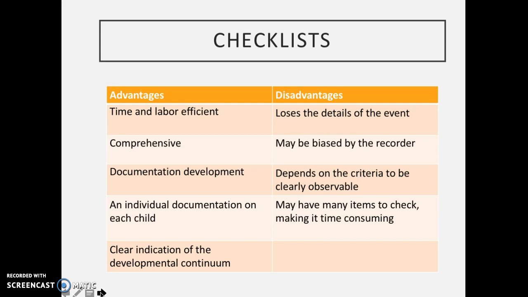No details of the observation event are included. For instance, you could be observing a child's social development and note that the child hits or cries. But if those behaviors are out of the norm because he is sick that day, that detail would be lost in a checklist.